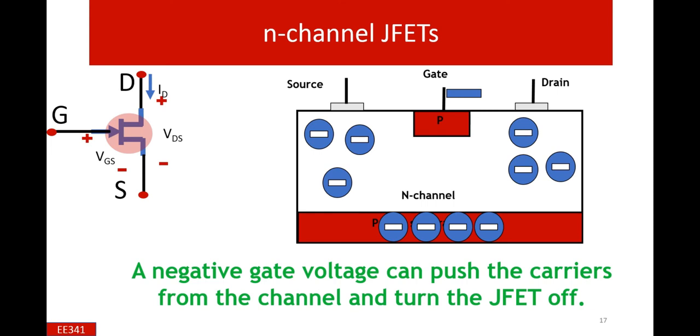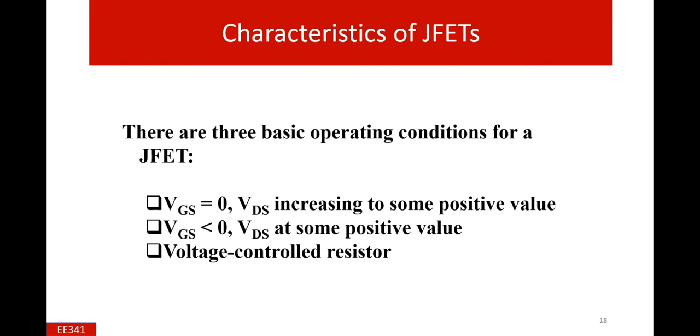And this is the beauty of the JFETs, and this is covered under the N channel JFETs. So characteristics of JFETs is under different conditions. First one, when there is no voltage between the gate and the source, and voltage is increasing between the drain and the source, what happens? And similarly, when voltage between the gate and the source is negative, and with the variation of the VDS, and similarly voltage controlled resistance. There are three different situations we will discuss in detail.